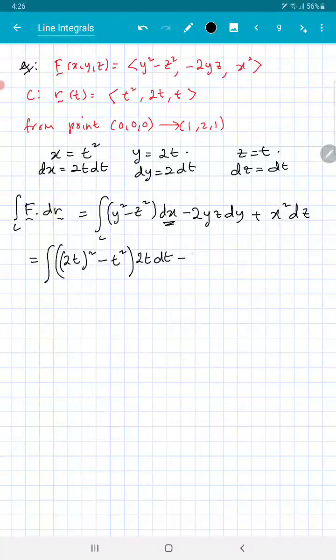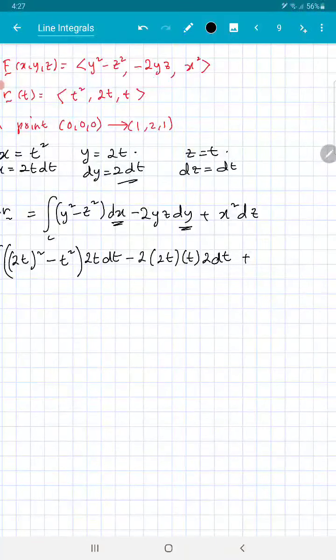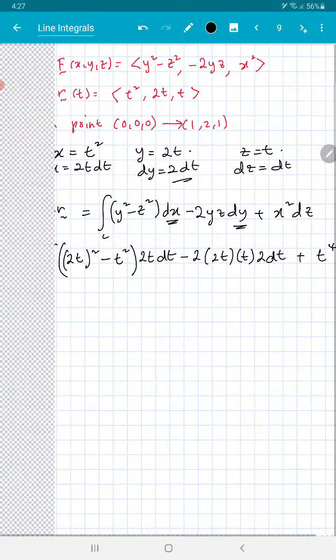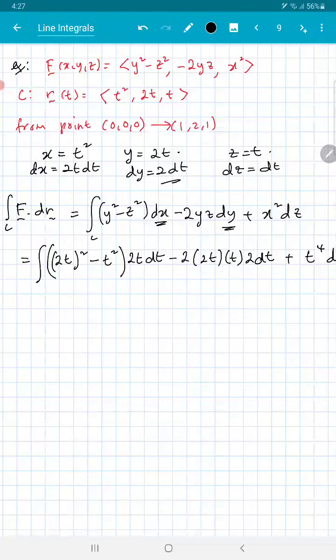Okay, then we have minus 2y. y is 2t and z is t, and dy is equal to 2 dt. Okay, next we have plus x squared. So x is t squared. Square that, we get t to the power 4, and dz is equal to dt. So you just replace x, y, z in terms of t, including dx, dy, dz, which must be replaced in terms of dt. Okay, now we need to get the limits for t.